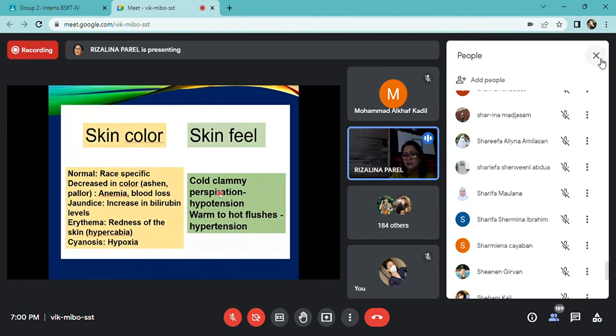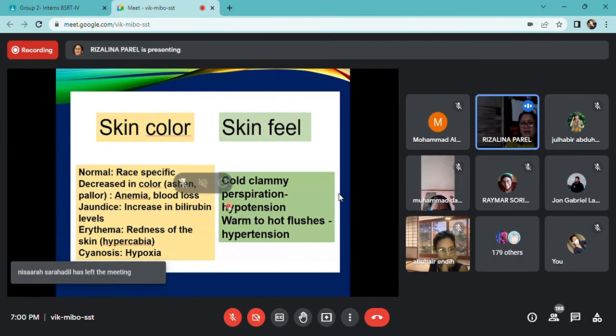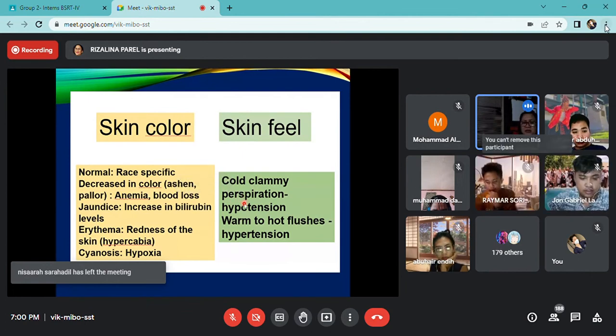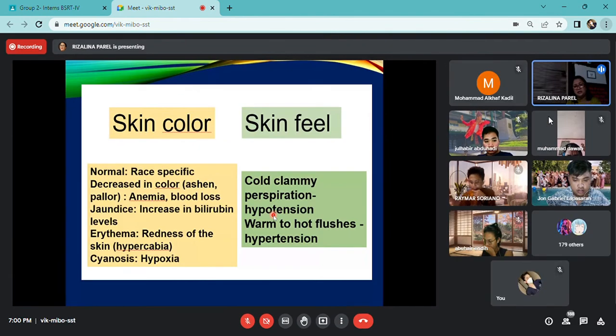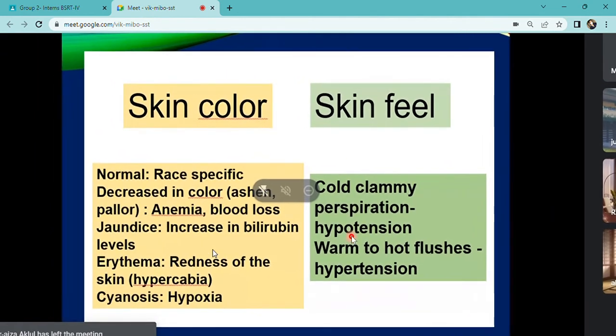Kung ang pasyente mo has a cold, clammy perspiration na pan-assessment, possible na yan ay may hypotension. Hindi natin sinasabi na may hypotension talaga yung patient mo, but possible lang. Pwede namang natatailang yan. Kaya nagko-cold, clammy perspiration. Pinagpapawisan ng malamig kasi pinipigil yung kanyang ihi o yung kanyang EBS. Okay? Warm to hot flashes, possible na ang pasyente mo ay nag-hypertension.